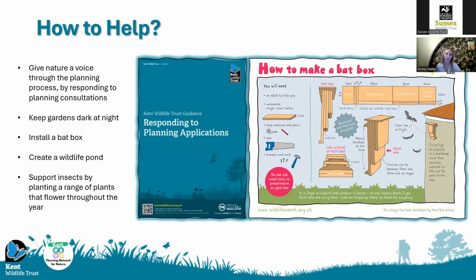The purpose of the network is to help encourage positive engagement through the planning system to ensure that developments take accountability for the protection and enhancement of Kent's biodiversity. Once the planning application has been submitted, you will have a period of time, which is usually 21 days, where there will be a public consultation, giving the public an opportunity to review the planning application and provide comments.